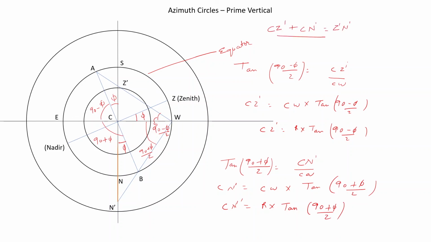Z dash N dash is the diameter of the prime vertical. Find out the diameter of Z dash N dash using this formula. Draw a circle with the diameter Z dash N dash on the meridian line. In the next video, I will show how to project azimuth circles.